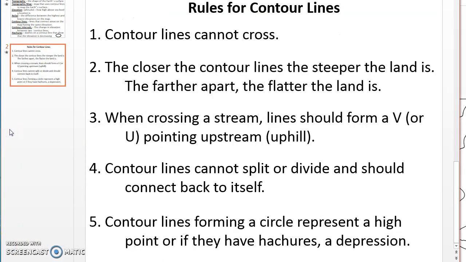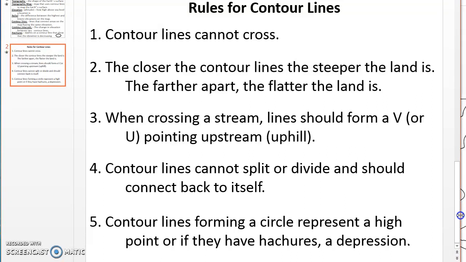All right. Now, anytime they cross a stream, they will form a V, or if it's a gentle stream, it may be more of a U, but it will always point upstream, which is uphill.